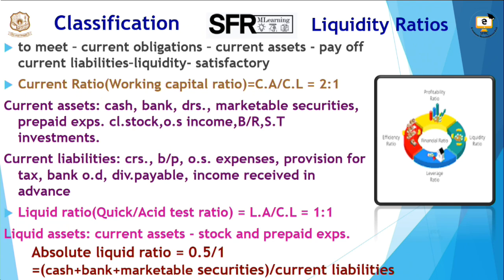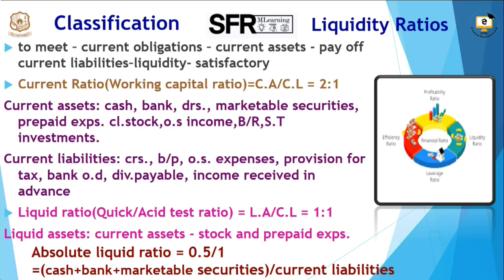Then next we go for liquid ratio, or quick ratio, or acid test ratio. It studies the relationship between liquid assets and current liabilities. Its standard ratio is 1:1. So what do you mean by liquid assets? That is current assets minus stock and prepaid expenses. We have to omit stock and prepaid expenses because stock is not easily converted into cash within 1 year, so it does not come under liquid assets.